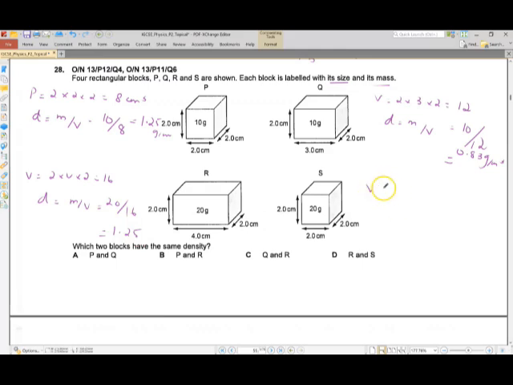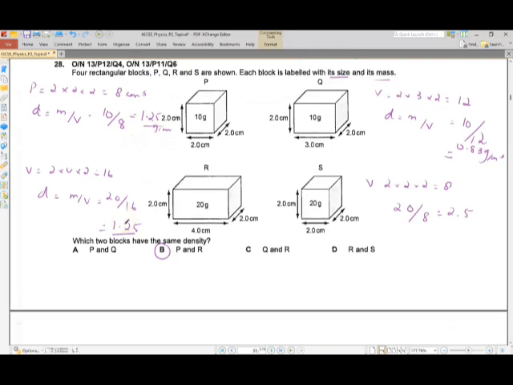And for S, our volume is 2 into 2 into 2, 8 again. And density would be 20 by 8, that is mass per volume. So this is 2.5. Okay, which two blocks have the same density? So we already know that P and R have the same density as they both have a density of 1.25 grams per centimeter cube. Okay.